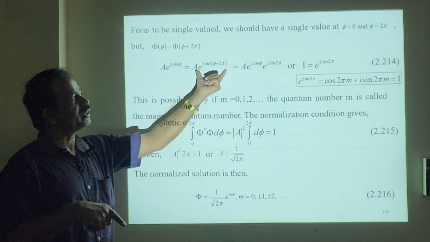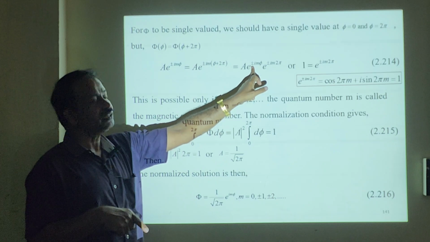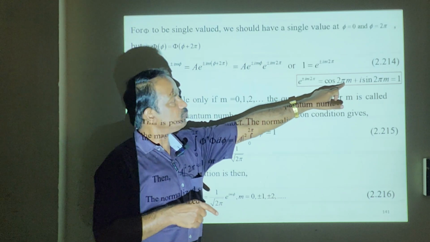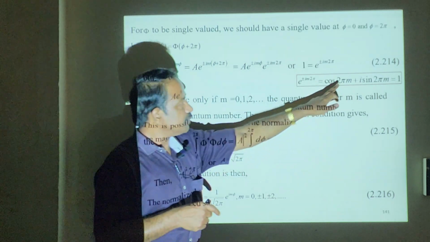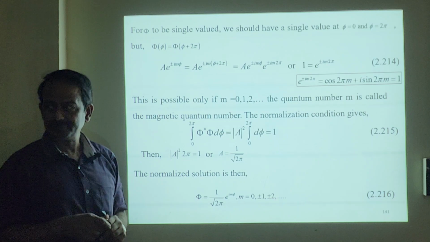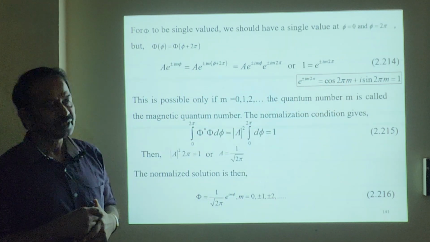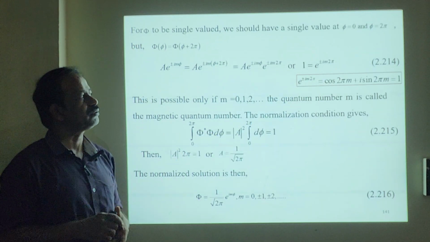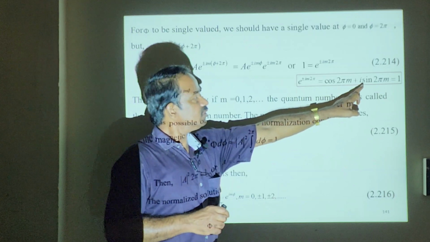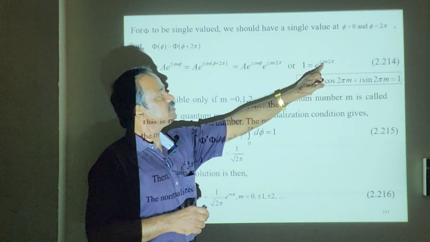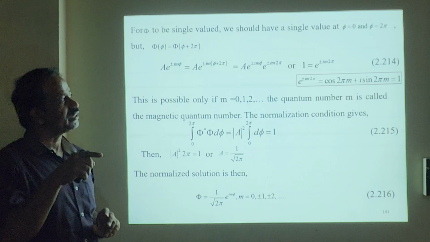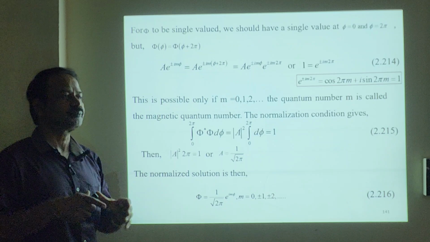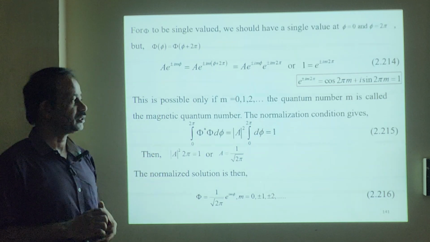So phi plus 2 pi, you separate this. So this will give you a e power plus or minus i m phi plus or minus i m 2 pi. E power plus or minus i 2 pi m can be written as cos 2 pi m plus or minus i sin 2 pi m, correct? So there's a mistake here, plus or minus. And if you write m equal to 0, you just substitute m equal to 0. Cos 0 is 1, sin 0 is 0. So you will get 1. So 1 equals e power plus or minus i m 2 pi, where m goes 0, 1, 2. So it's a quantum number, and specifically this is called the magnetic quantum number.